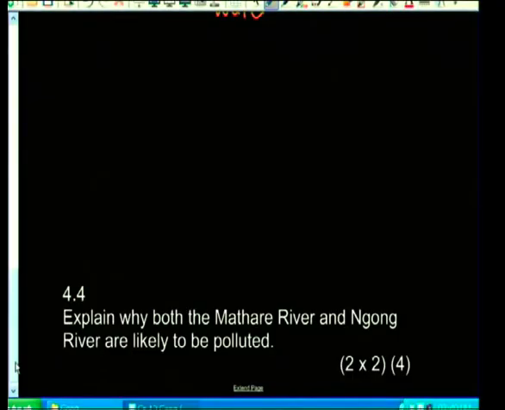So going back to our question, explain why they're likely to be polluted, like I've spoken about, they're going to dump waste into the river, their raw sewage will go into the river, and these items would obviously cause pollution in those areas.